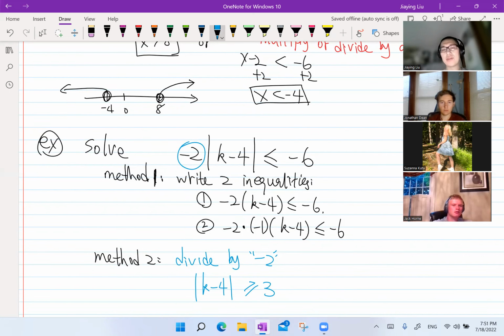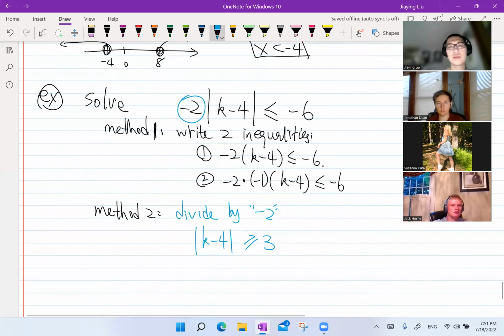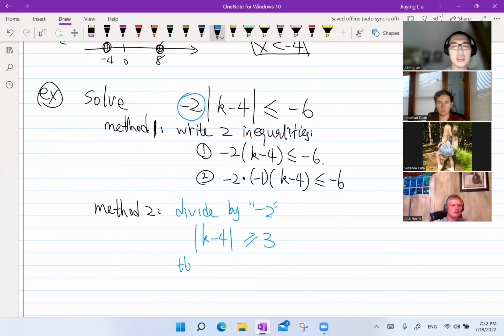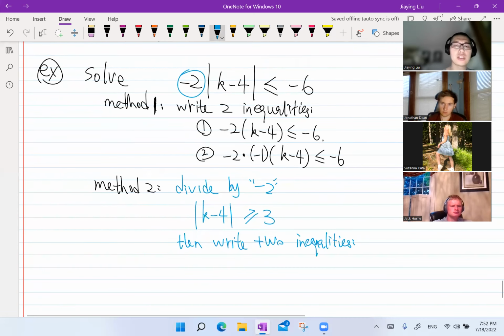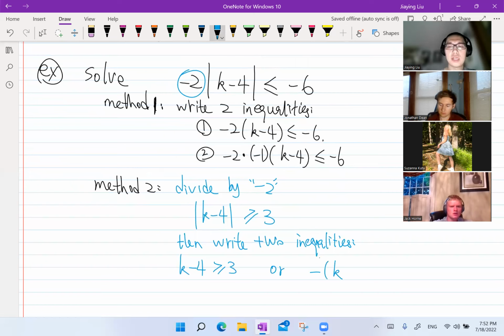And from here, we don't have a choice. We have to write down two inequalities. So the first one is going to be k minus 4 greater or equal to 3, or negative (k minus 4). So again, we have an absolute value we need to get rid of. We have to have positive and negative. So -1 times (k minus 4) greater or equal to 3. We don't change the direction there until later.